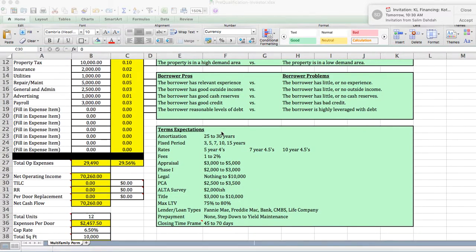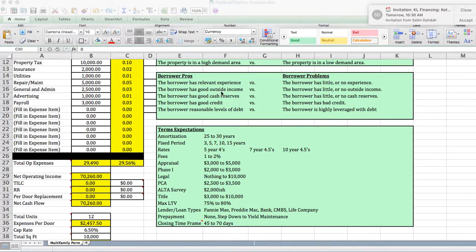Let's go down to the borrower pros and the borrower problems. So the borrower has relevant experience versus little to no experience. Have you done this before? Is this your first time? Lenders look at that. They want to know that you actually have some seasoning or history to buying a property.